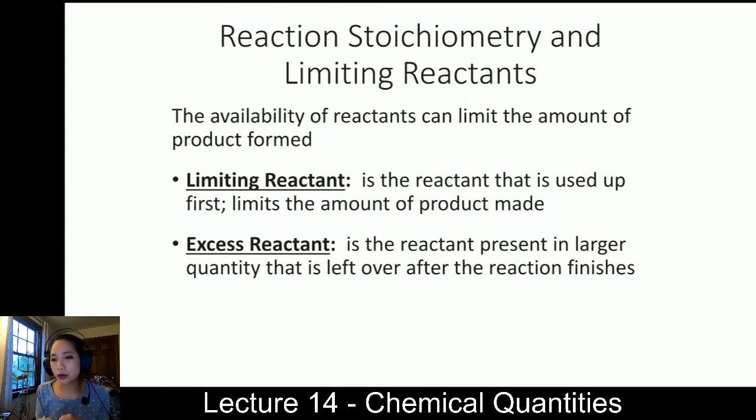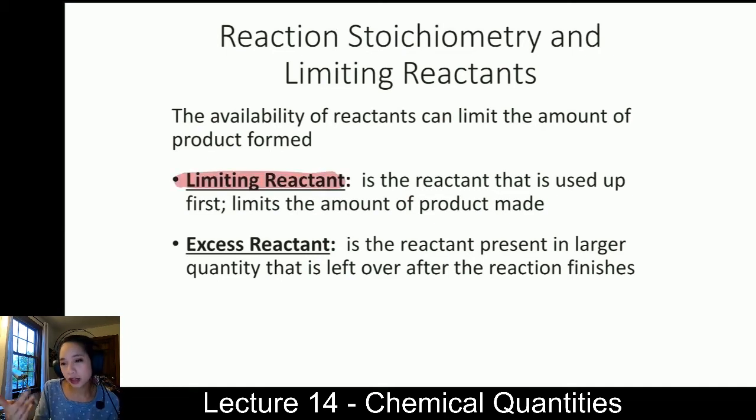If you combine two things together to create one product, typically one of those substances or reactants will run out first. So this brings us to the topic of limiting reactants. The availability of the reactants, depending on how much stuff you put into your reaction vessel, one of them will run out first. And whatever runs out first limits the amount of product that you can form. So we have some definitions here. There's a limiting reactant. This is the reactant that's used up first, and it limits the amount of product that you make at the end because it's what runs out first.